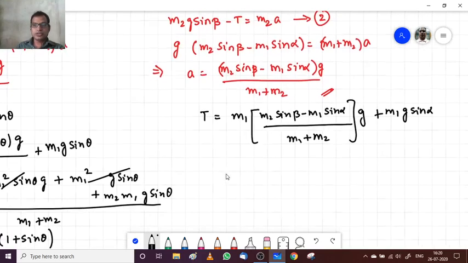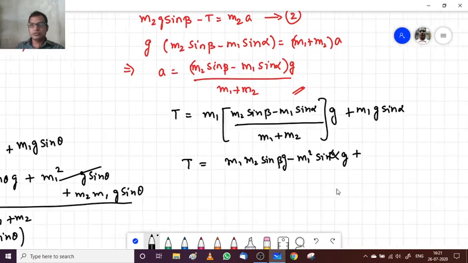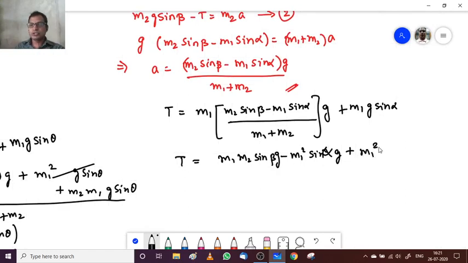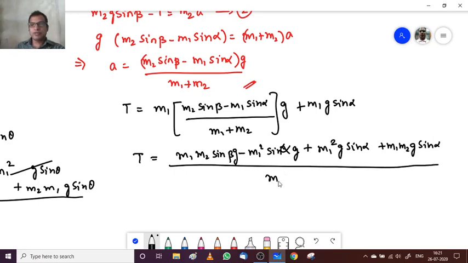Okay, so let's try to solve it. And what we find out here is, you can say it is m1 m2 sine beta minus m1 square sine alpha, so sine alpha, and into g is over here also, plus, now this is cross multiplication, so what we say is m1 square g sine alpha plus m1 m2, and it is going to be m1 m2 g sine alpha divided by m1 plus m2. Now you see, okay, so what we can do is we will cancel this off.